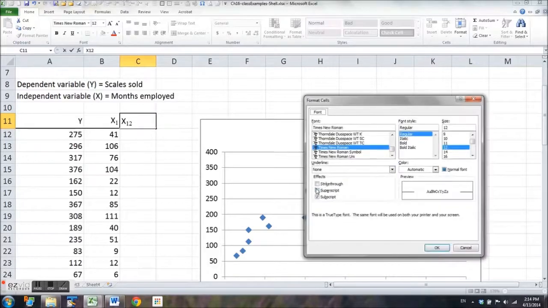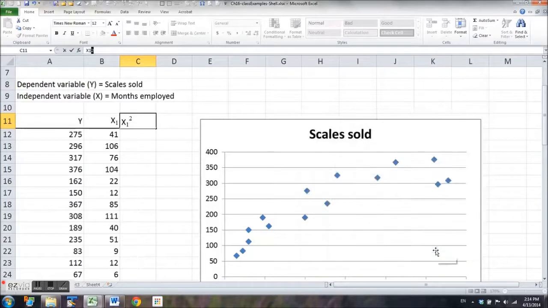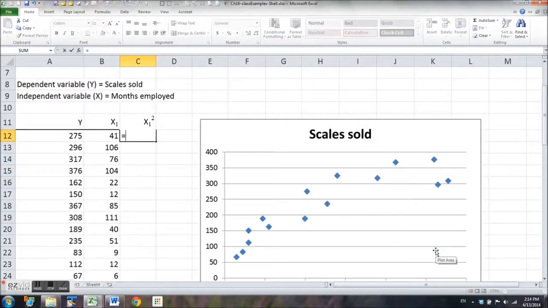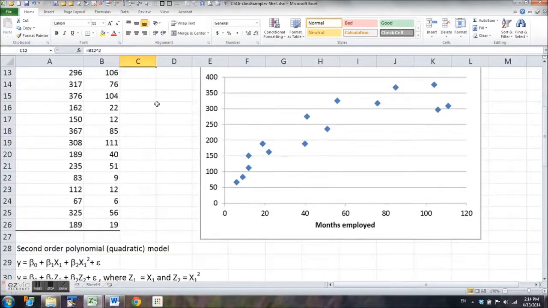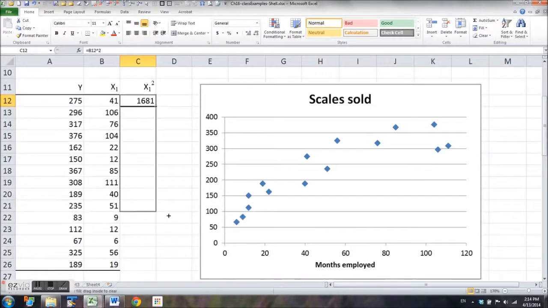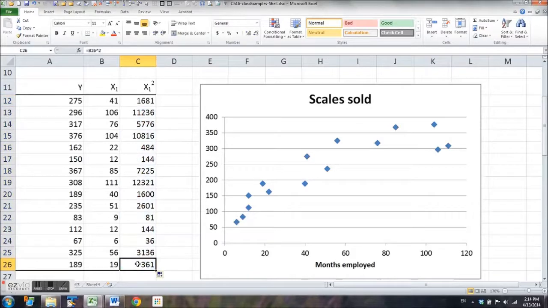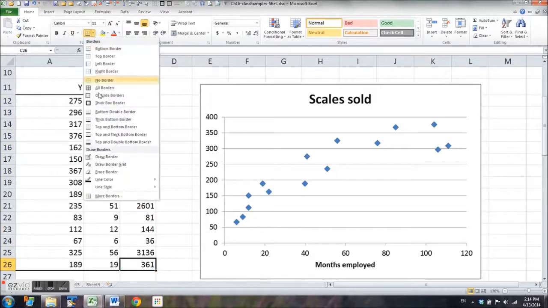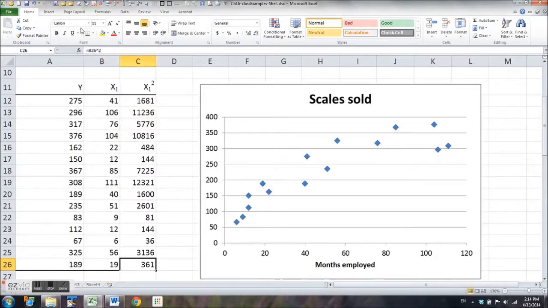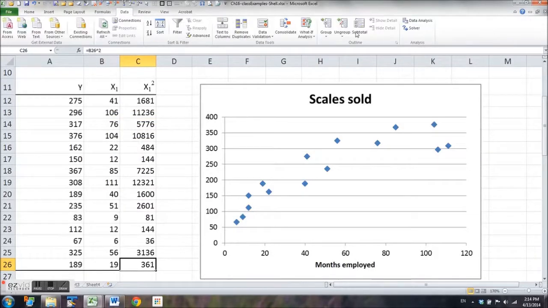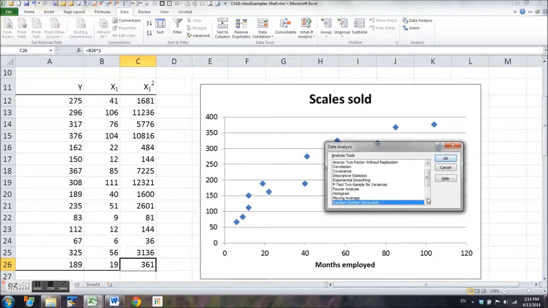Make that squared superscript. Okay. Then you take the x sub 1 value and square it. That will be our second column of independent variables. Now run the regression model. Regression from data analysis. Okay, data analysis. Select regression.